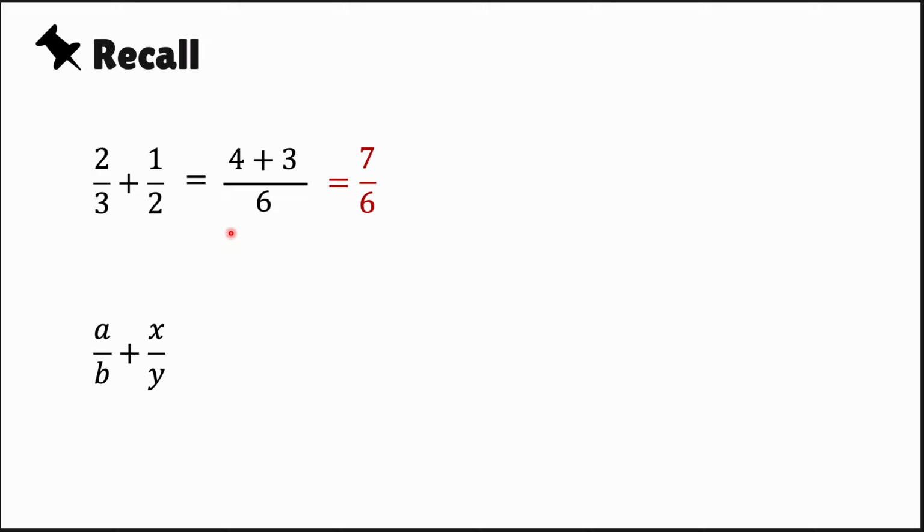Now if it is variables, a over b plus x over y, we found our LCM earlier by just multiplying 3 and 2, which gave us 6. In this case, we can just multiply the denominators as well. This will give us by. And do the same thing. By divided by b, that's y only, times a, you have ay. By divided by y, that's only b, times x, you will get bx. So that's your final answer now.